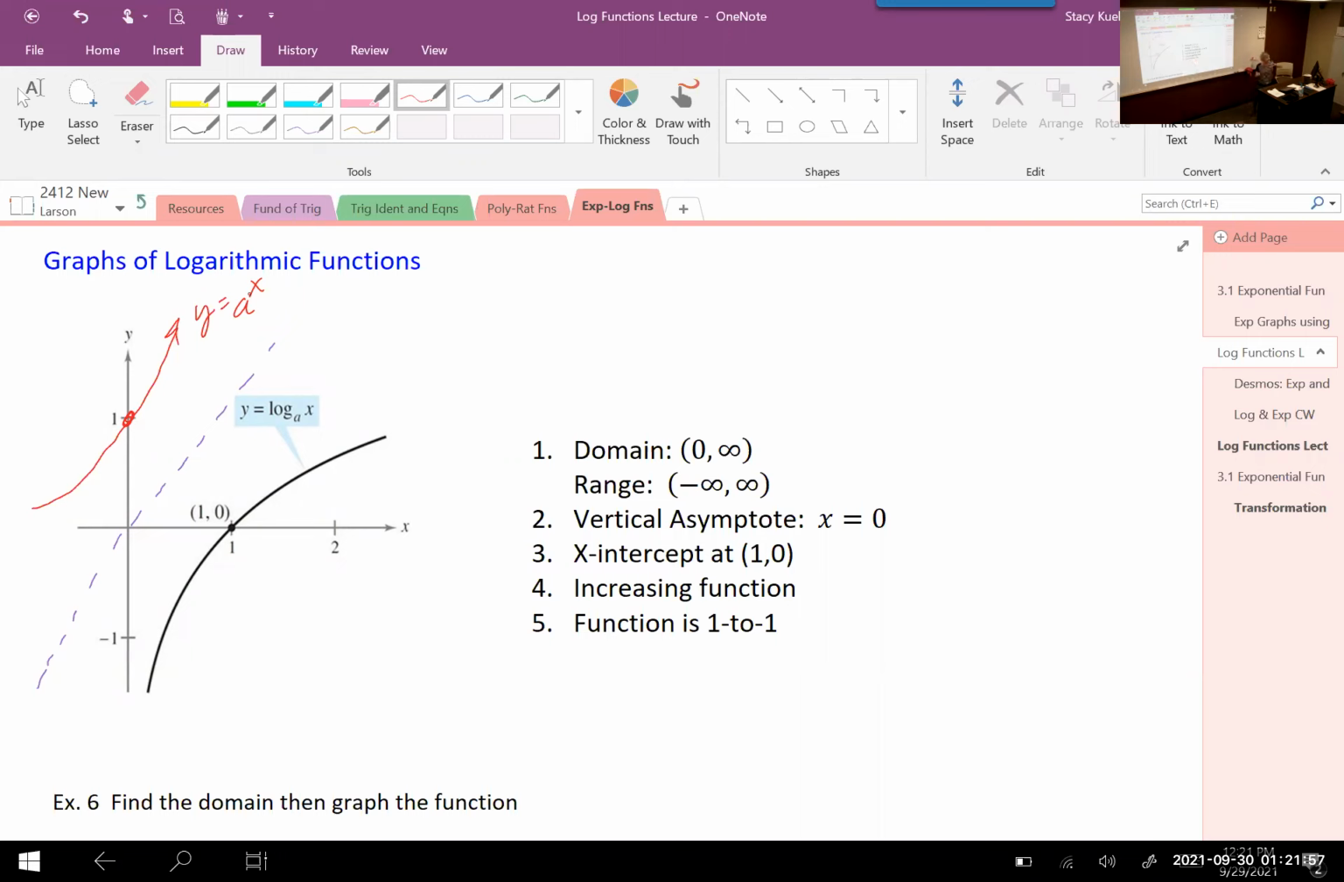Remember how we have symmetry across the y-axis, or we have rotational symmetry across the origin. Inverse functions have a symmetry across y equals x.